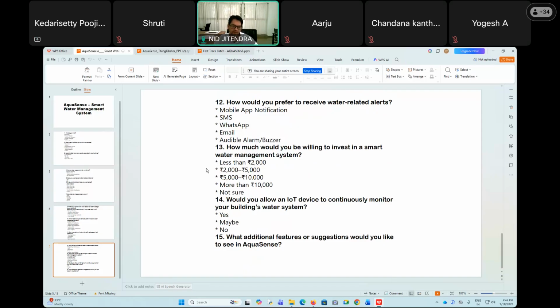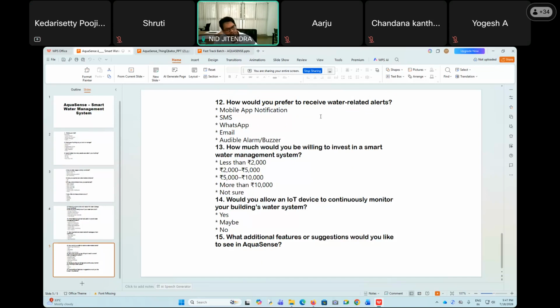So first ask whether they will be interested in this or not. So do you really need a water management system? Many people will say no. Then give them a question: if there is a system which is available at a lower cost and will give you multiple other benefits in terms of water usage, water quality and water-related other factors, would you be interested in that? They will say yes. Would you allow an IoT device to continuously monitor your building? And when they say they are onboarded, then they will be saying yes.